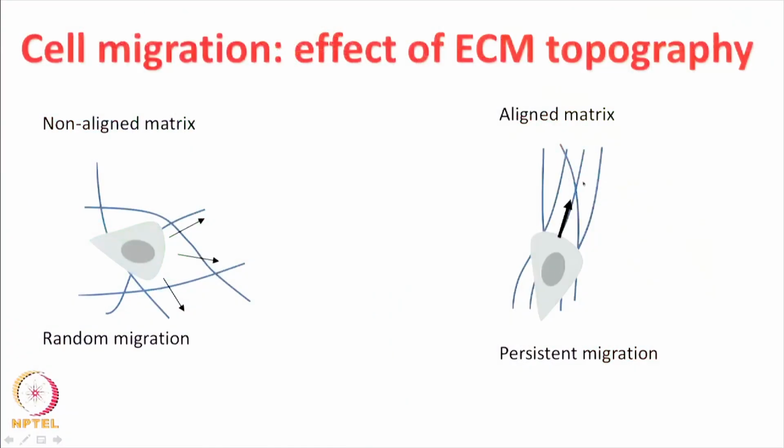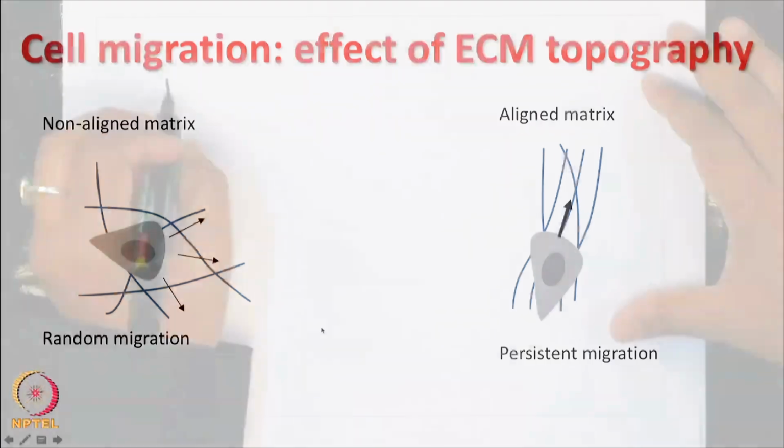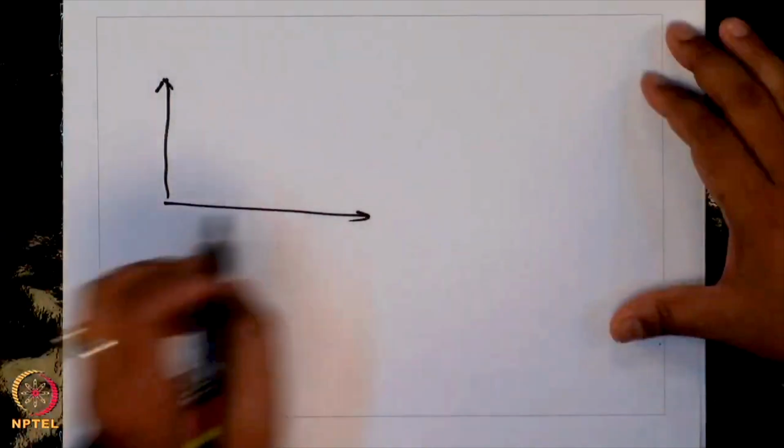However, if you envision another situation where the matrix fibers are very aligned, then you could see that these cells have a greater tendency to migrate along the direction in which the fibers are aligned. Okay. So, what you would get is persistent migration versus random migration. So, if I were to draw what would constitute random migration versus persistent migration, let me draw a trajectory.